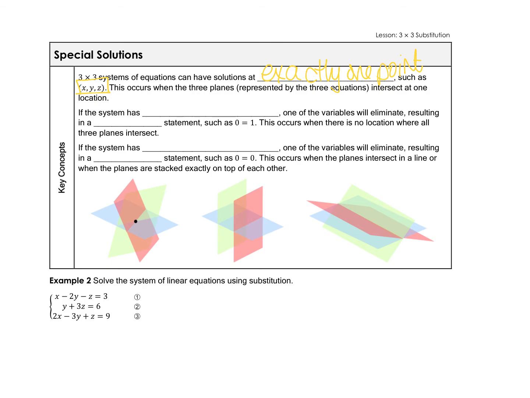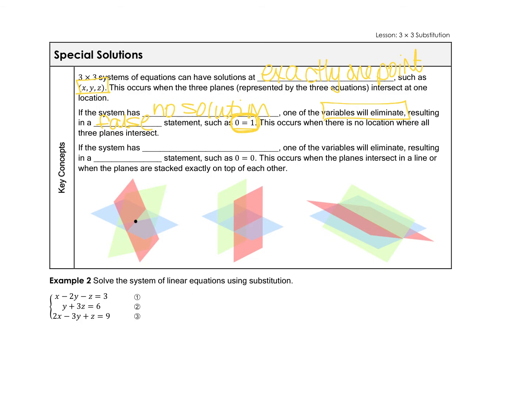It says if the system has no solution, one of the variables will eliminate, resulting in a false statement. So you won't have a variable anymore, and it will be something like this, where 0 cannot be 1. So it'll be a false statement. That means there's no location where they intersect.